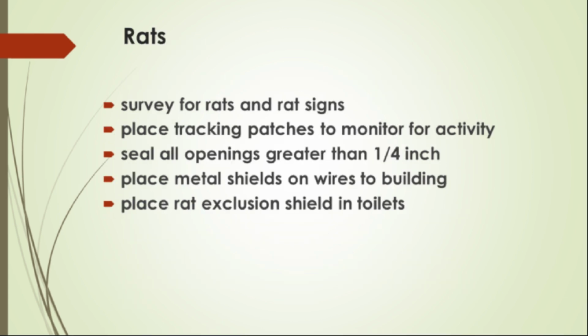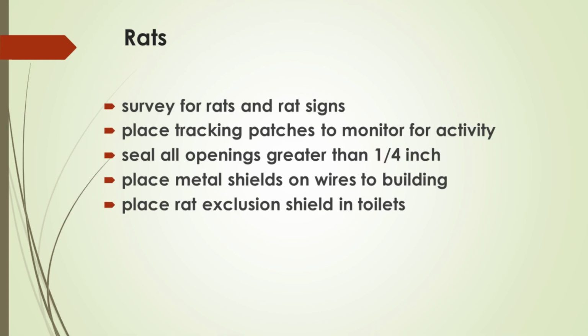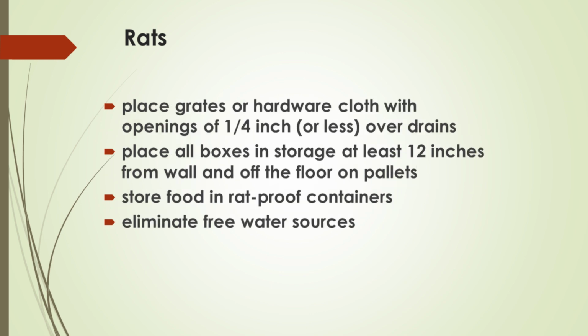Rats. Survey for rats and rat signs. Place tracking patches to monitor for activity. Seal all openings greater than 1/4 of an inch. Place metal shields on wires to building. Place rat exclusion shield in toilets. Rats. Place grates or hardware cloth with openings of 1/4 inch or less over drains.